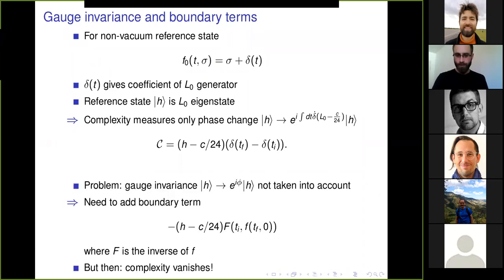What I wanted to say now is that the fact that we are only measuring phase changes is a bit of bad news, because phase changes are unphysical. Changing the phase of the state is a gauge invariance. So in fact, we see that our complexity function is not gauge invariant. So we need to add a boundary term to cancel these phase changes to get a gauge invariant result. But of course, because we're only measuring the phase changing part of the conformal transformation, the complexity simply vanishes.